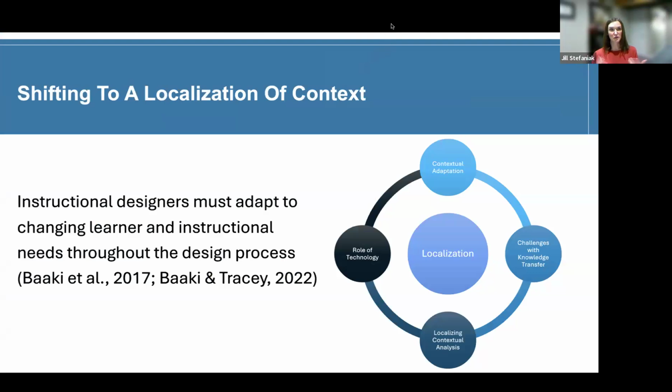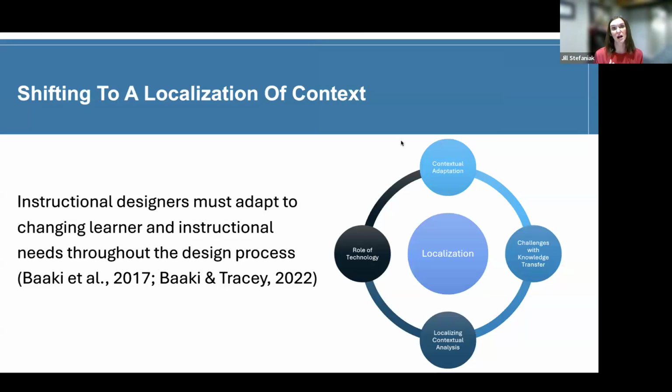And so this now leads us to, if you remember back on that conceptual framework we showed you briefly, which we will come back to, this is where we start looking at what does it mean to shift to a localization of context. And so again, when we think about the seminal writings on contextual analysis in our field from the 90s, it's very much talking about the importance of balancing the orienting context, the instructional context, and the transfer context.